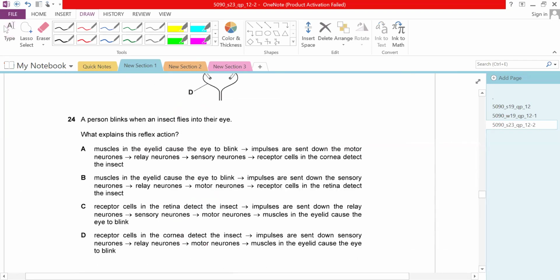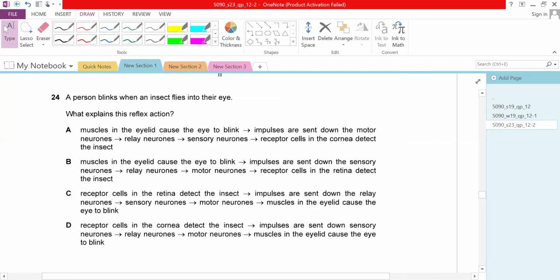Question number 24. A person blinks when an insect flies into their eye. What explains this reflex action? Let's read out the options. The muscle in the eyelid causes the eye to blink. Receptor cells in the retina detect the insect. Receptor cells in the cornea detect the insect.